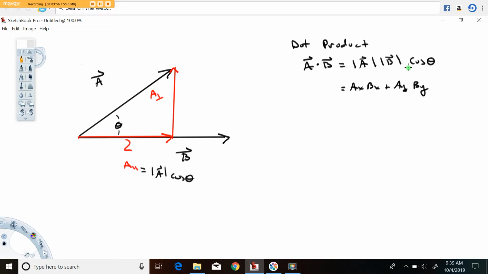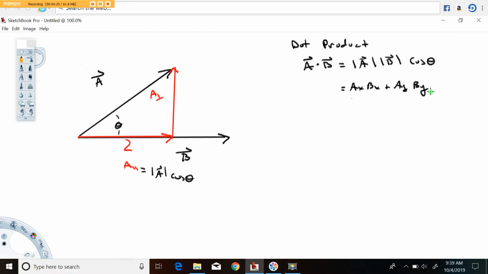In component form, it looks like this. You take AX times BX plus AY times BY and add them together. Now, a very important fact of the dot product. You'll notice when you take a magnitude, that's not a vector anymore. The magnitude of B is not a vector anymore. And cosine theta is, of course, not a vector. So an important thing to realize is when you dot two vectors, you get a number, not a vector.